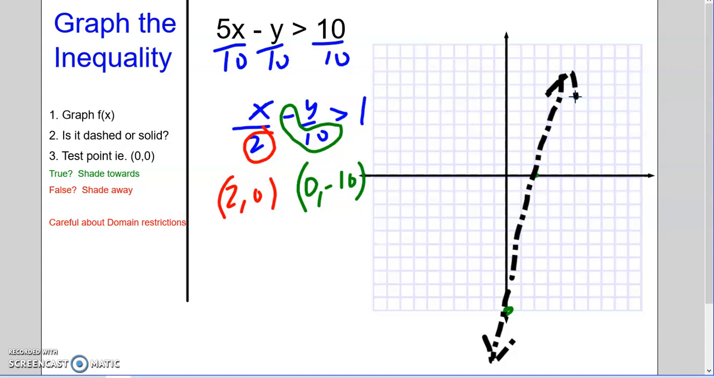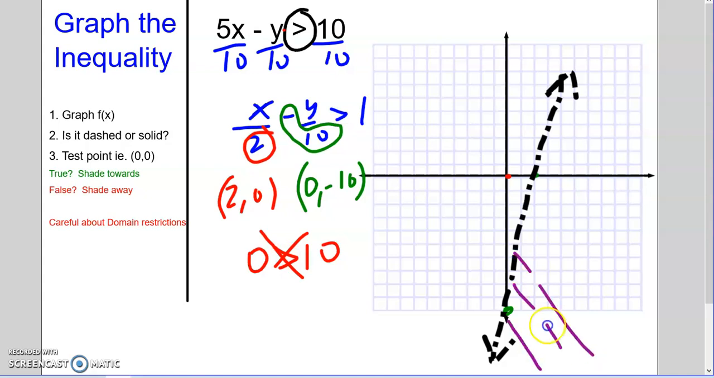And yes, I made the decision already. That's going to be a dashed or dotted line because there is no equals sign underneath that. Okay, so let's use our test point. We'll use 0, 0 again. So 0 is greater than 10. That is false. So I'm going to be shading this region here.